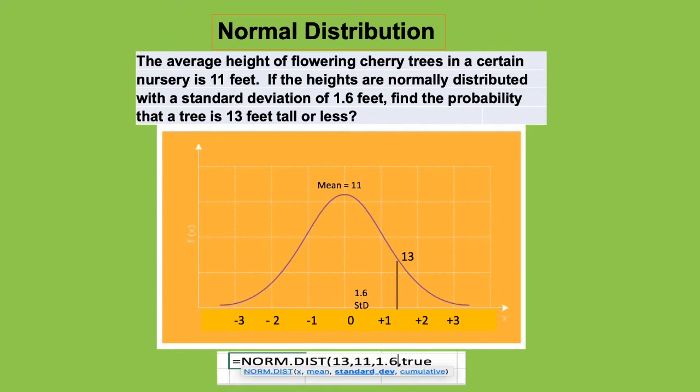And so this is what you're looking at. When you put in all of those numbers, 13, 11, 1.6, and then true, and you'll notice each separated by a comma, you'll have everything that you need. And what will be generated by Excel, as you'll see in a second, is the answer that we're looking for.